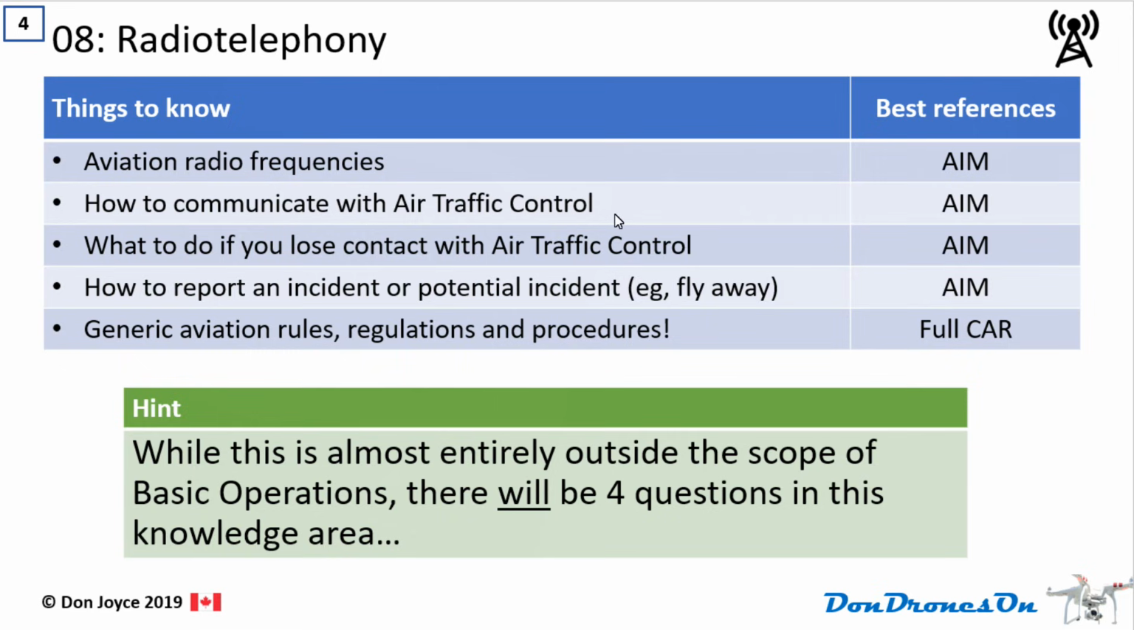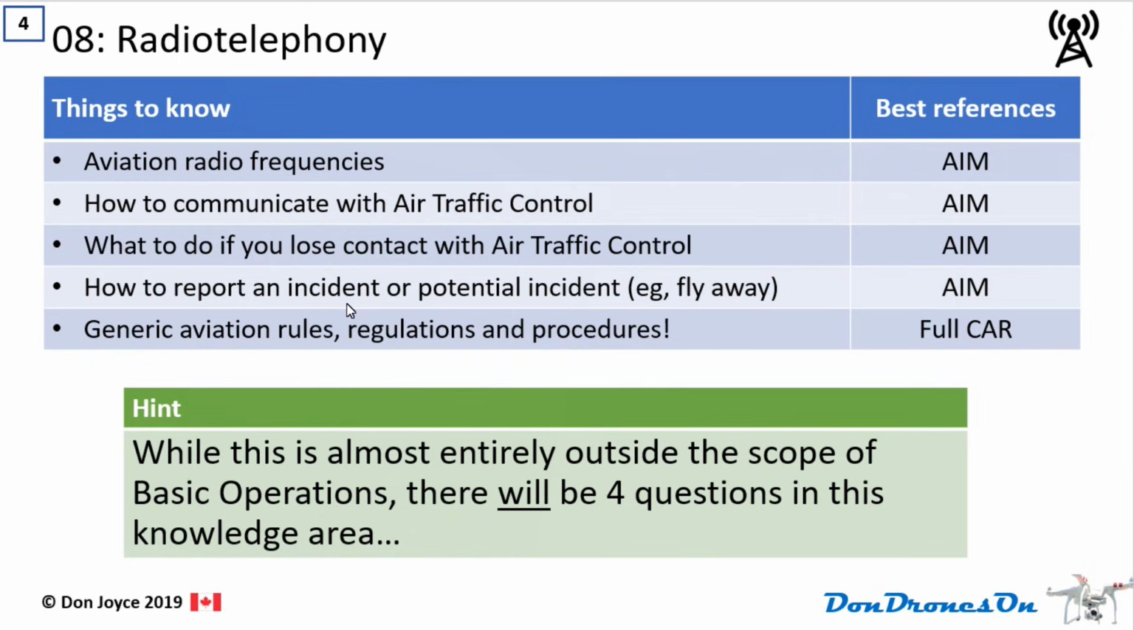Again, I'm supposed to stay out of air control areas as a basic operator, but there you go. You're expected to know how to communicate with them. And you're also supposed to know how to communicate with air traffic control if you happen to lose contact with them when you're flying over their airport, which you're not supposed to do. So there you go. You're supposed to know that.